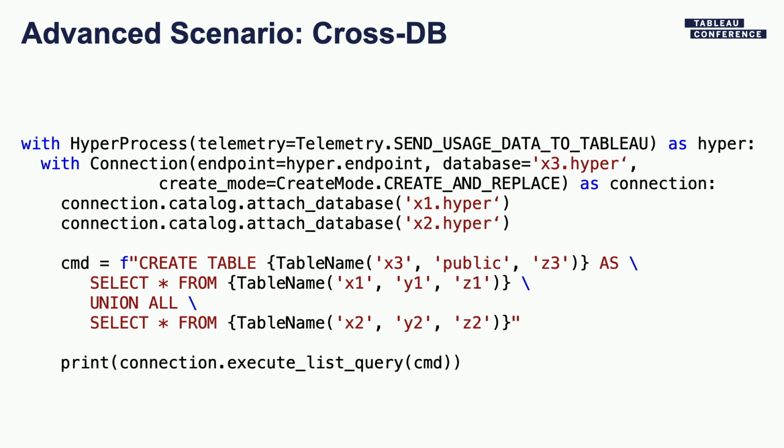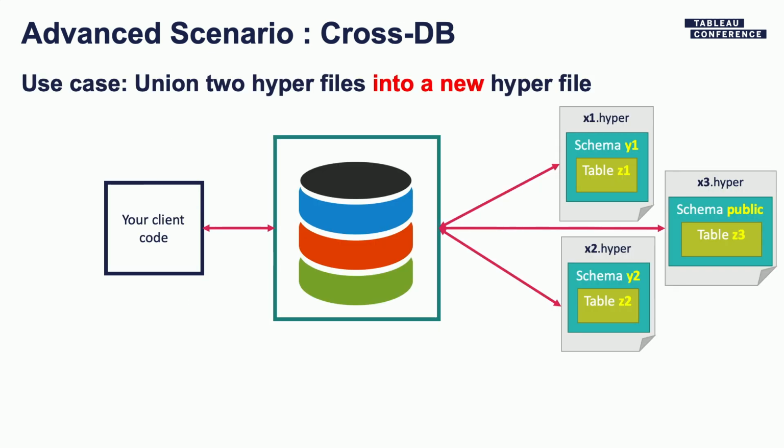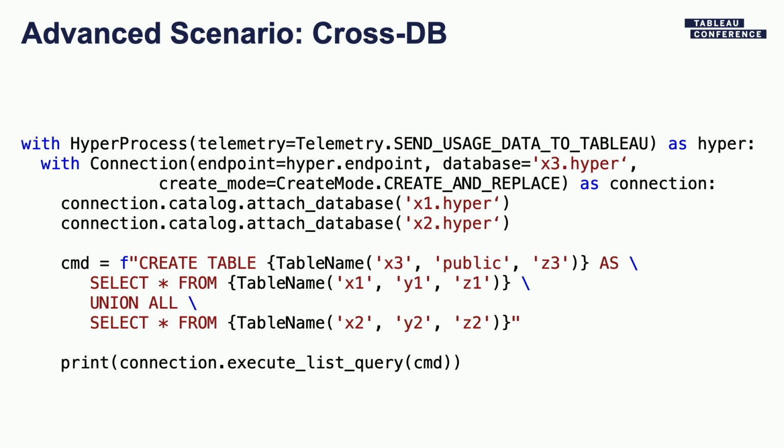First of all, what do we want to do? We want to create x3.hyper, which then shall contain all the data of set1 of the x1 hyperfile, and set2 of the x2 hyperfile. It's a little complicated from the naming. In this connection statement, we connect to a database x3.hyper and create it. Even if it already exists, we override it. And then we are attaching the other two databases.